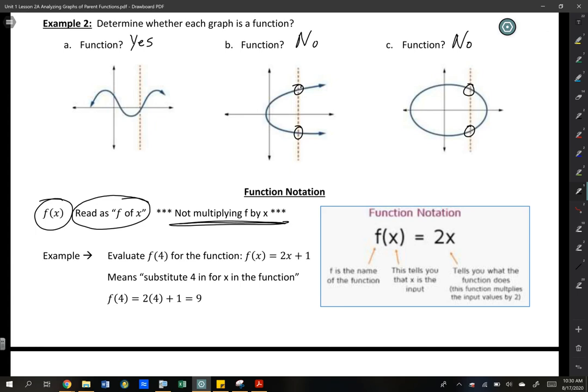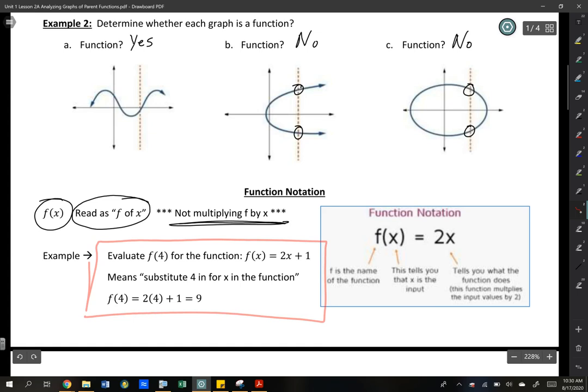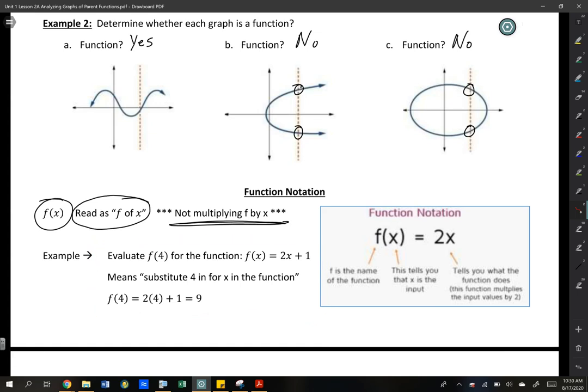We have an example in this box right here of function notation. Right? F is the name of the function. X tells you that x is our input. And the 2x part here in this example tells you what the function does. So here's an example. Evaluate f of 4 for the given function. What does that mean? That means take 4 and substitute it in for x in the function.